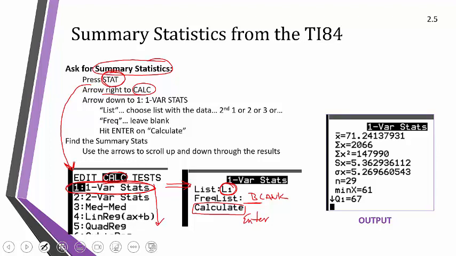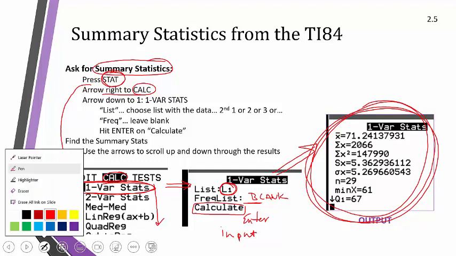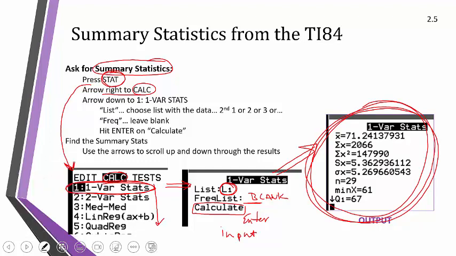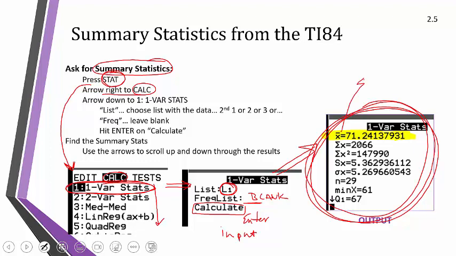Once you do that, it's going to pop up a new screen. This is the output screen. I call the last one the input screen. That's where you tell the calculator what to look at. And this screen here is the output screen. This is where it tells me all the things I want to know. On this output screen, notice it says X bar. That's the mean. Notice that mu is nowhere on here. Whether or not your data came from a population or a sample, X bar is the mean.